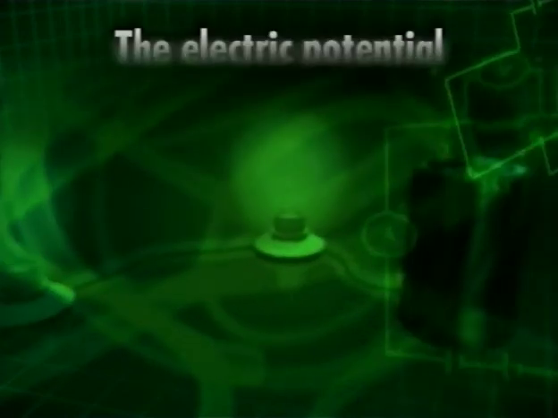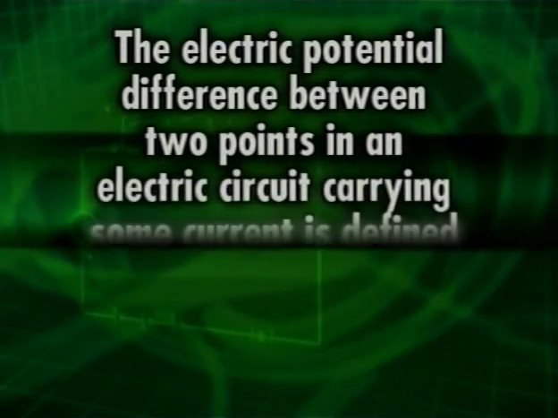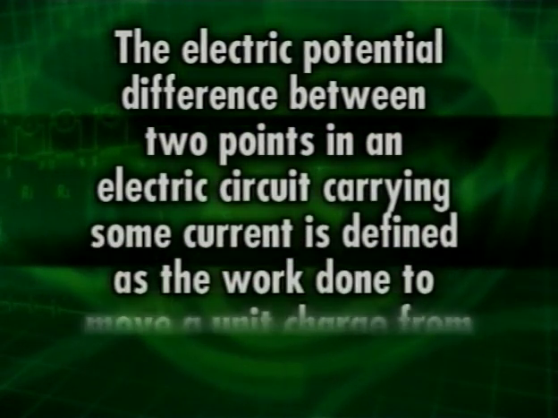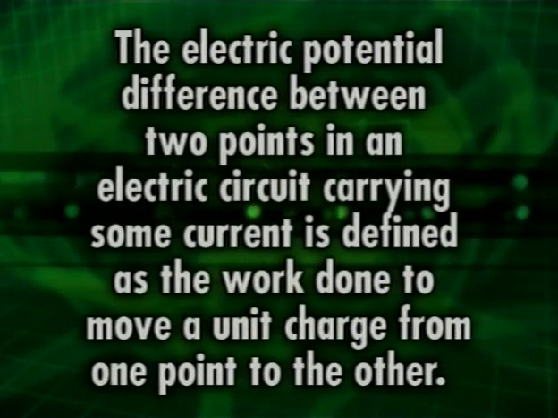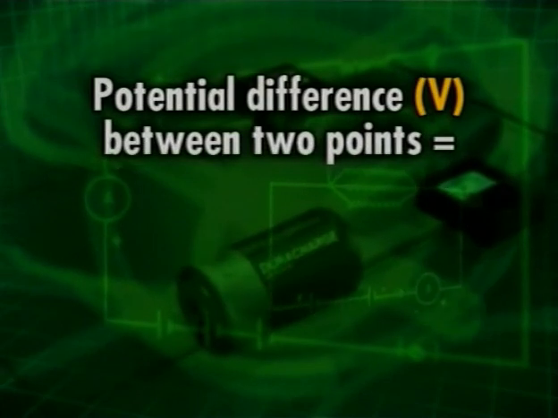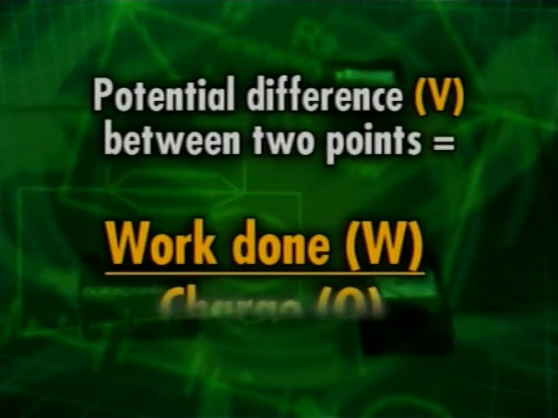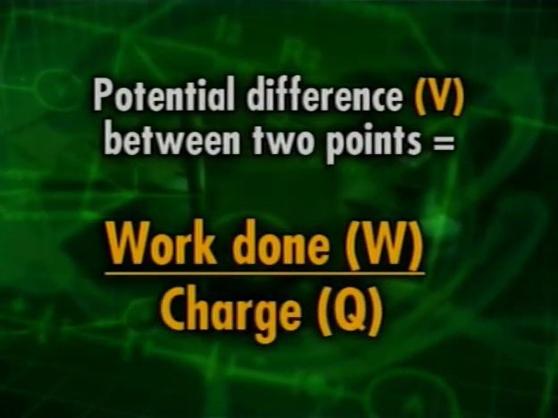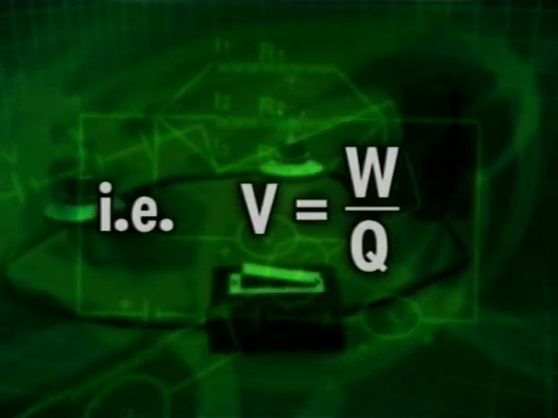The electric potential difference between 2 points in an electric circuit carrying some current is defined as the work done to move a unit charge from one point to another. Thus, potential difference V between 2 points is equal to work done W divided by charge Q. That is, V is equal to W by Q.